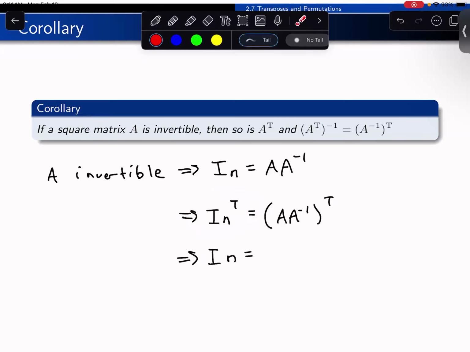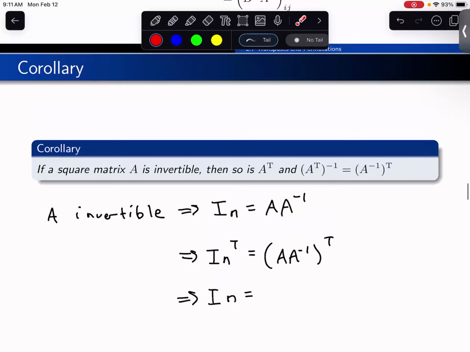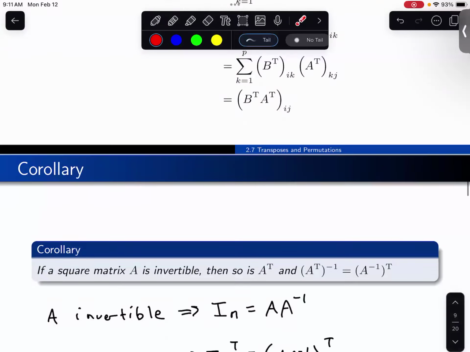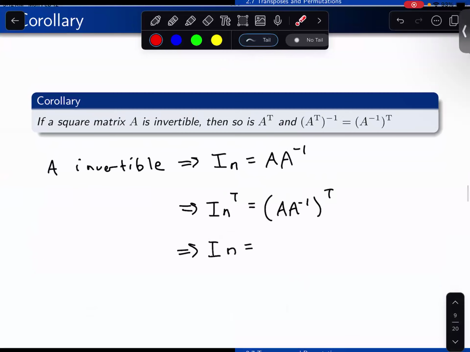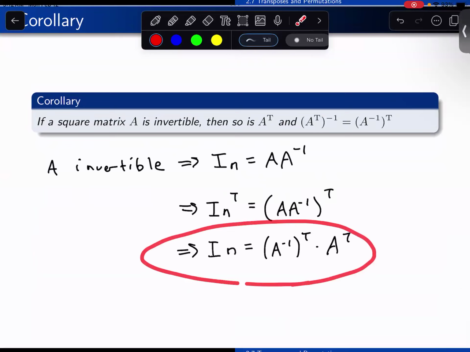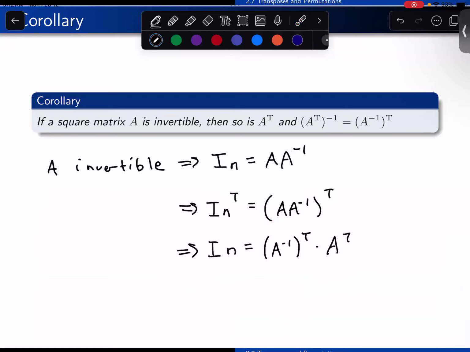Meanwhile, applying the previous proposition, we know that the transpose switches the order of the multiplication. So this is going to give you that A inverse transposed times A transposed is equal to the identity. Right, so this is really what we're looking for. We showed that if you multiply A transposed with this matrix right here, you end up getting the identity.